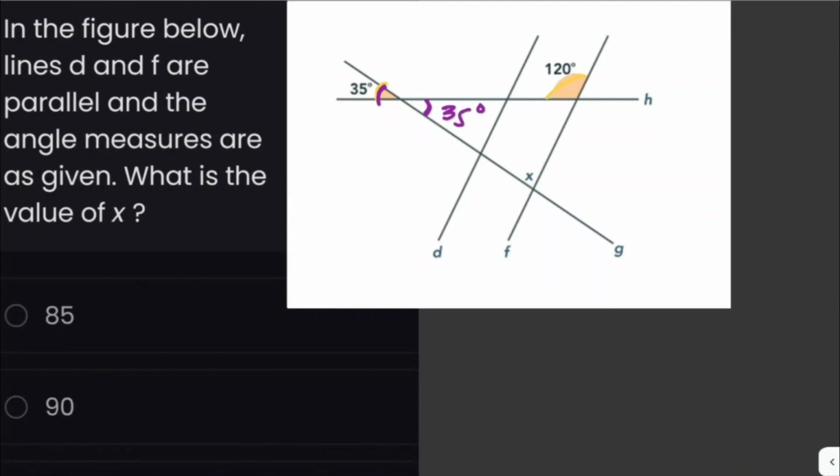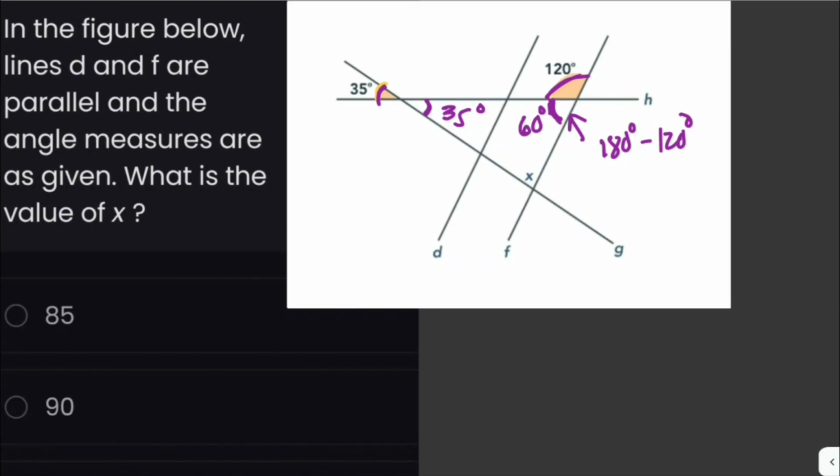And then we're given this angle here, which is 120 degrees. And the supplement of this angle, the 120-degree angle, has a measure which is 180 degrees, because the sum of the measures of the 2 supplementary angles is just equal to 180 degrees. So this angle here is just equal to 180 degrees minus 120 degrees, and that is equal to 60 degrees.